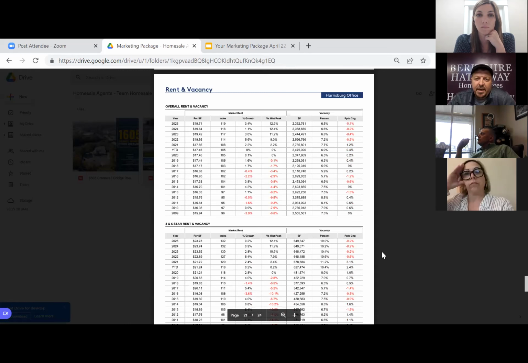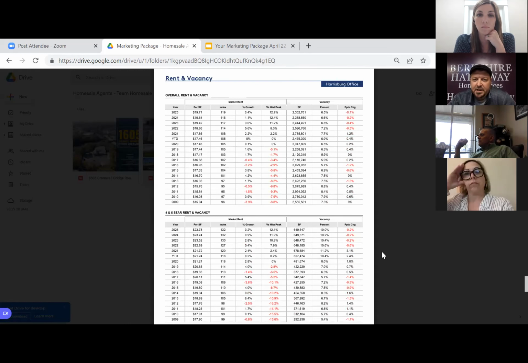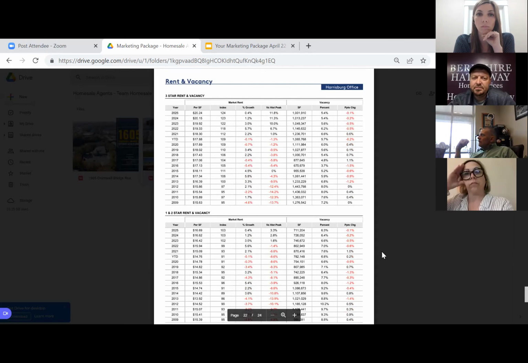All right, rent and vacancy. Again, we talk about square footage, the price, how much vacancy, the percent change, how much you can expect per square foot. In 2021, office rents in the Harrisburg market, which included Shippensburg and Carlisle, were $17.86. In 2022, we were looking at $18.66, and so on. So it gives you a good future rent projection.